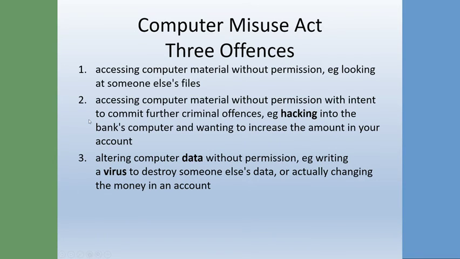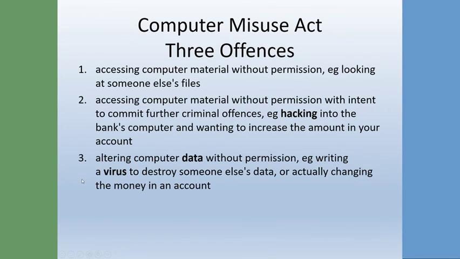Principle number 2, accessing computer material without permission with intent. So you are going to commit criminal offences. You're gaining access to a computer to commit a further offence. So, for example, hacking into a bank's computer and then wanting to increase the amount of money in your account. The first crime is the hack into an unauthorized computer, and the second crime is increasing the amount of money in your account. That's fraud. That's a second criminal offence that you've committed there, and you've used a computer to do it.